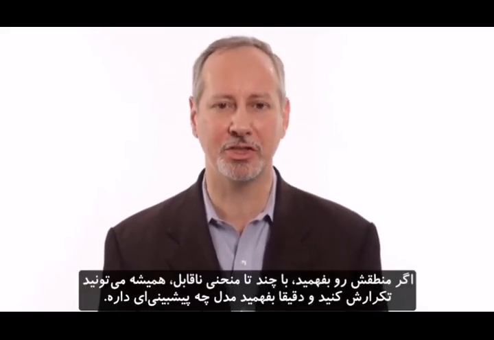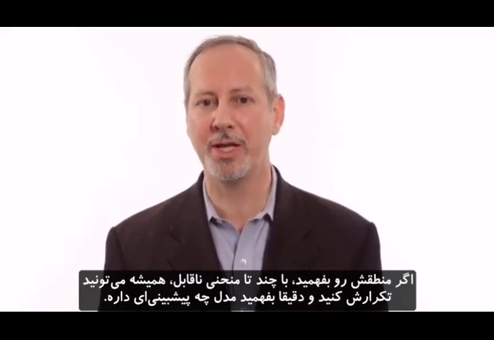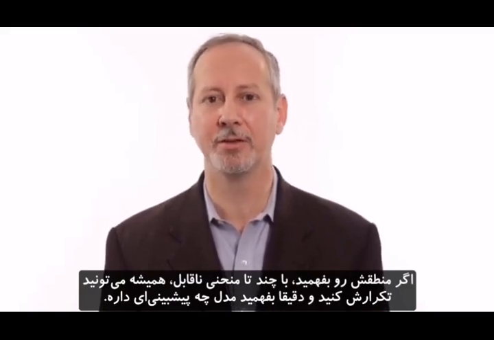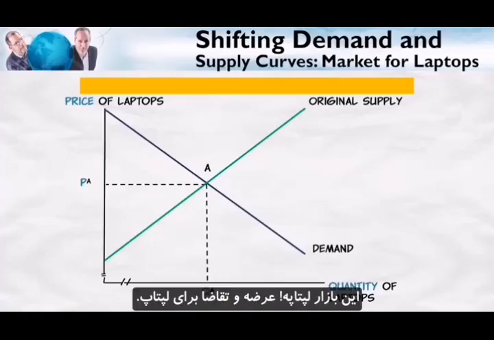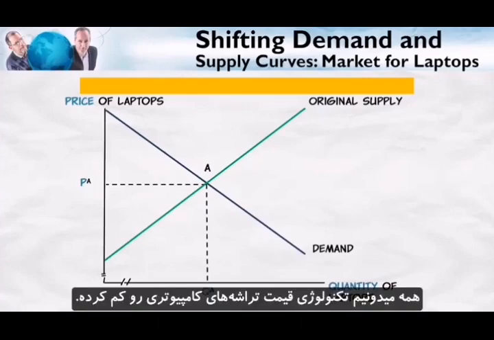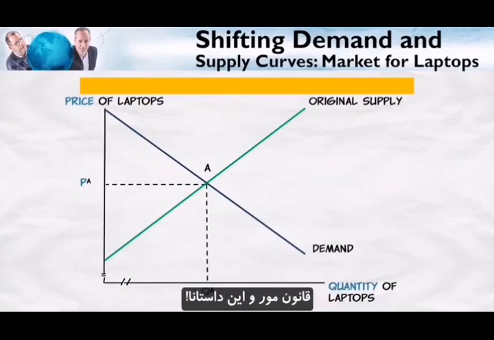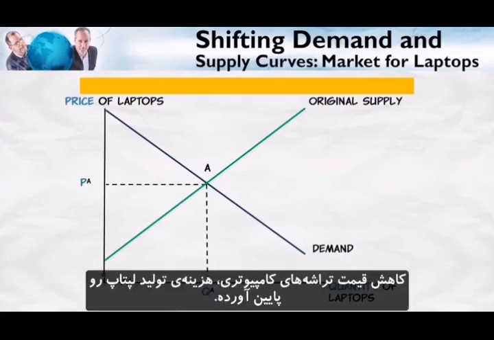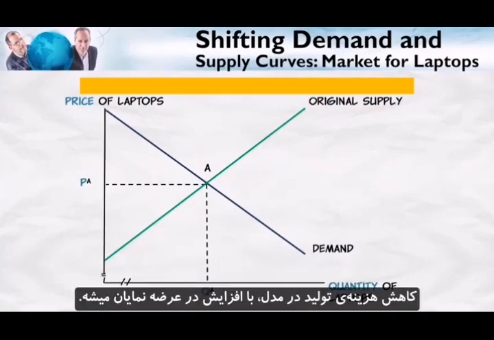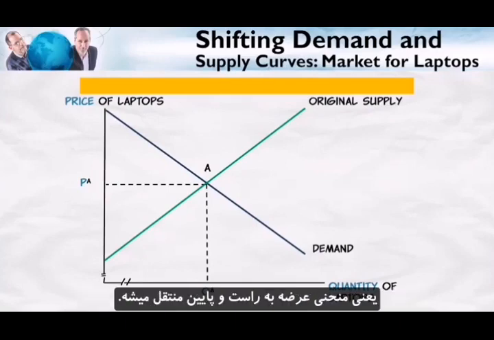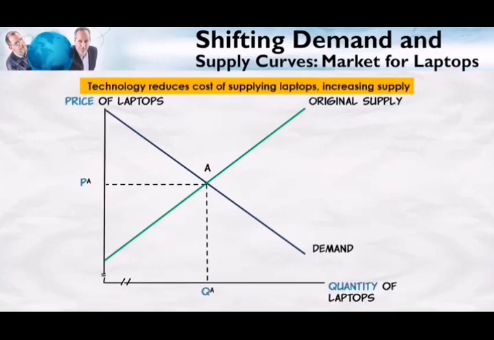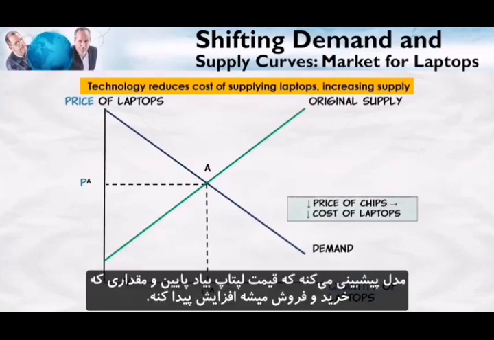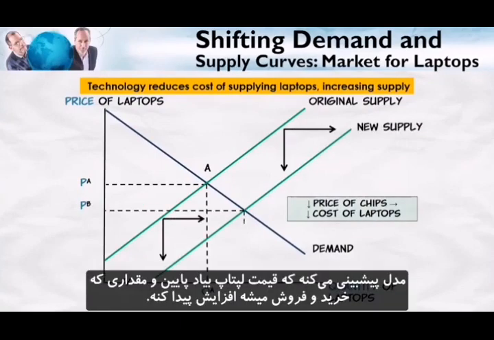If you understand the logic, then with a few curves, you'll always be able to duplicate and understand exactly what the model predicts. Here's the market for laptops, with the demand and the supply of laptops. We all know that technology has reduced the cost of computer chips, Moore's law and all that. The reduction in the price of computer chips reduces the cost of producing laptops. A reduction in costs is modeled by an increase in supply. The supply curve moves to the right and down. So what does the model predict? The model predicts, therefore, that the price of laptops will fall and the quantity bought and sold will increase.